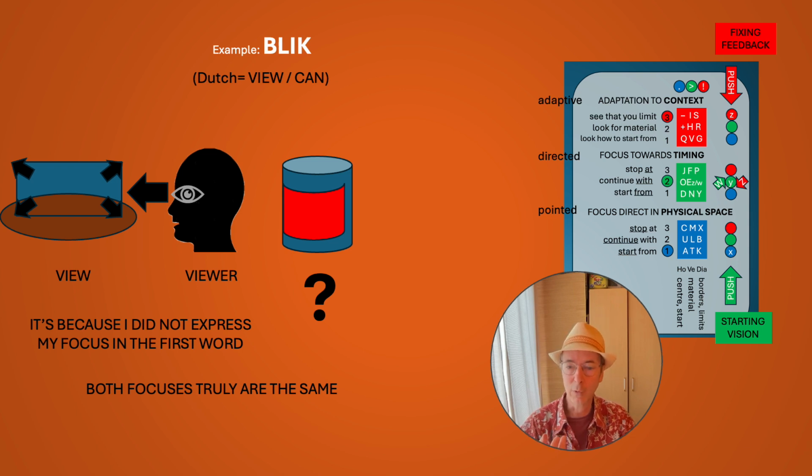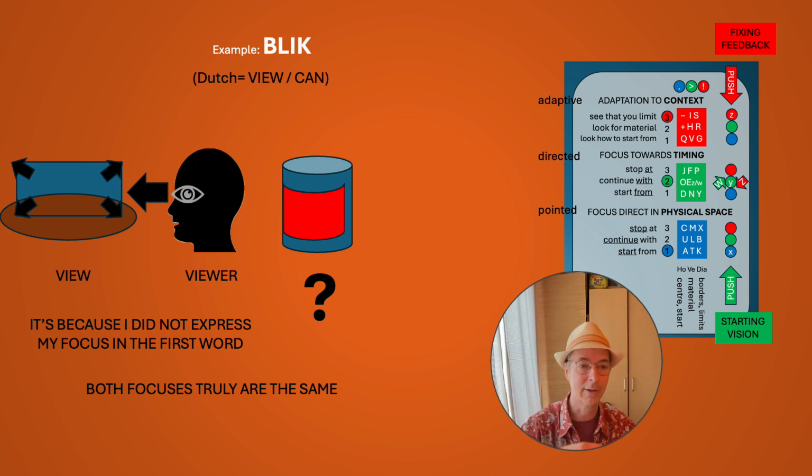Because the BLIK, or the view, should not be confused with the viewer, the one who is making it happen. So the view is not the same thing as the viewer. BLIK means the view, not the viewer. So I already described it very badly, and that's how I certainly will not be able to understand where the main factor of orientation is. It's only because I didn't express it well, didn't understand it well, didn't sense the real essence of that first word.